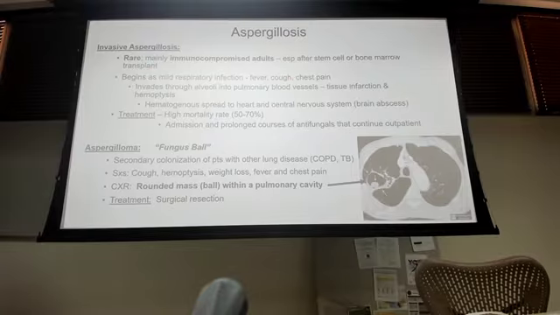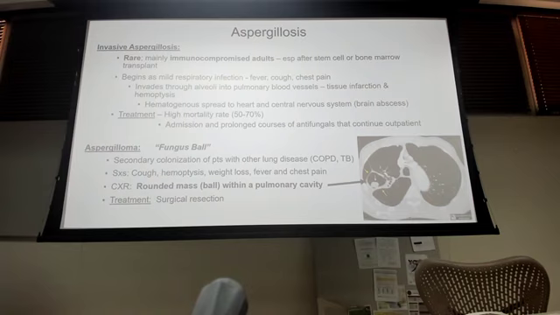Invasive, very rare. Again, it says immunocompromised patients. Who would be getting stem cell or bone marrow transplants? What kind of patients? Most likely cancer patients. There's some other conditions where they could get that treatment, but most likely those are going to be cancer patients.